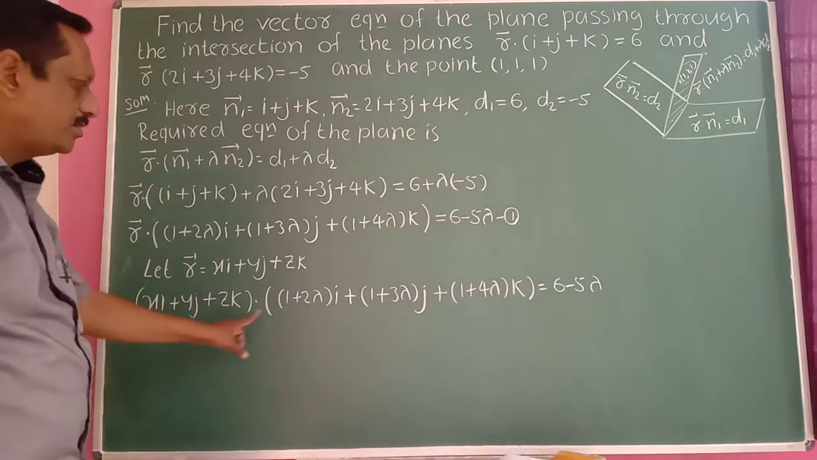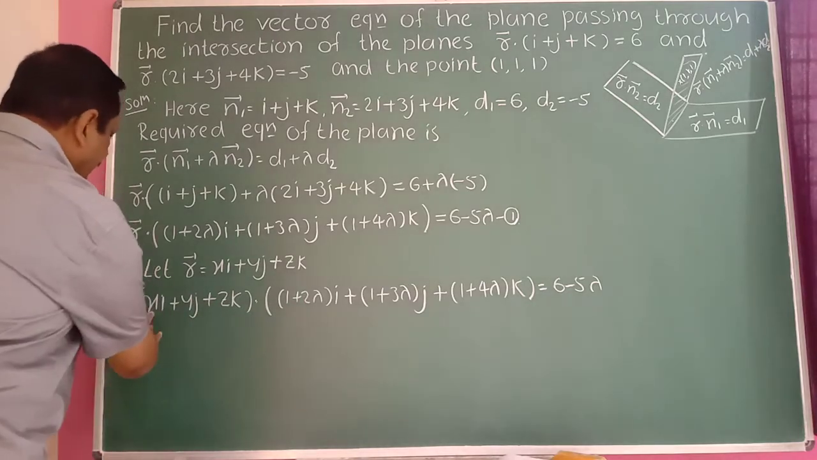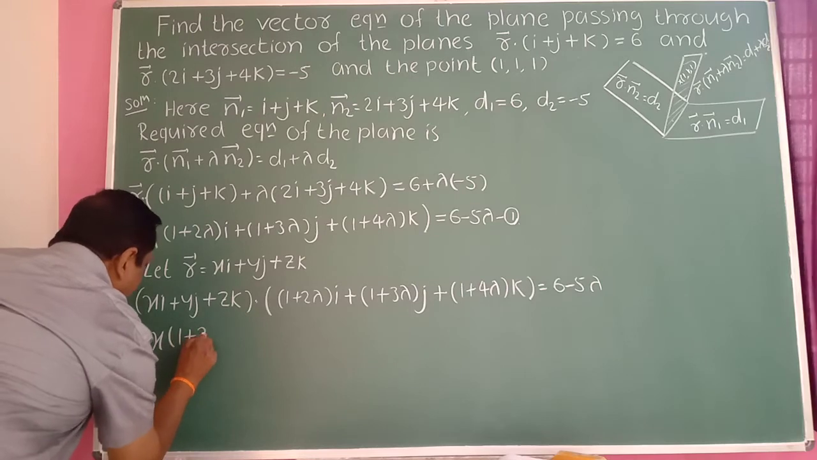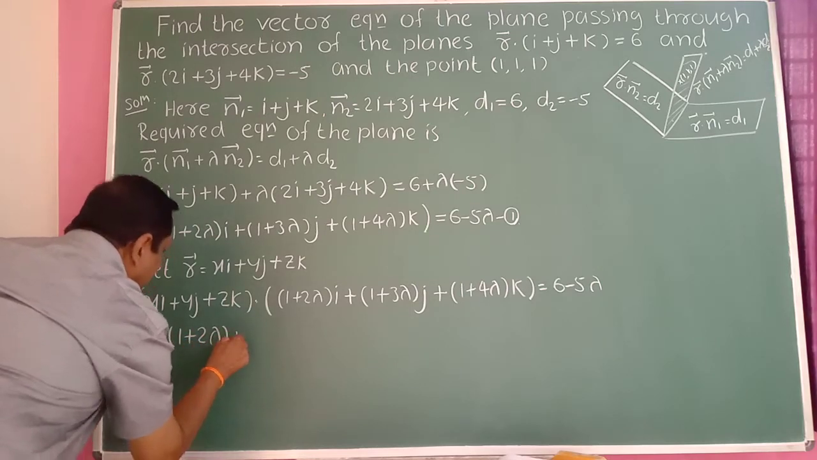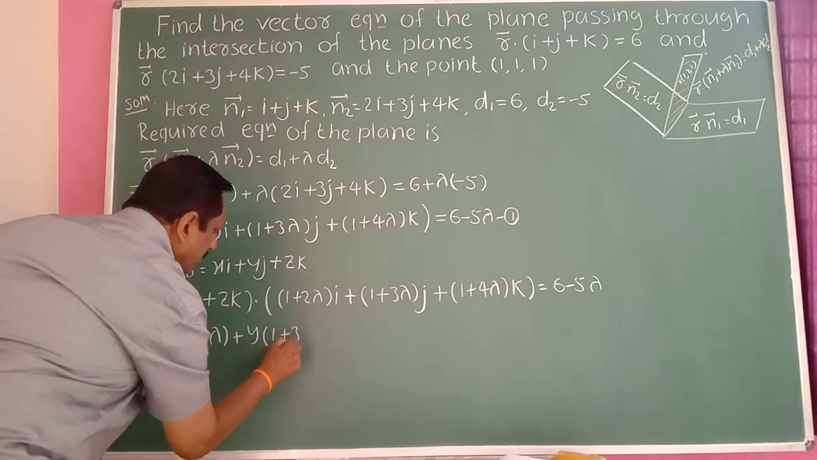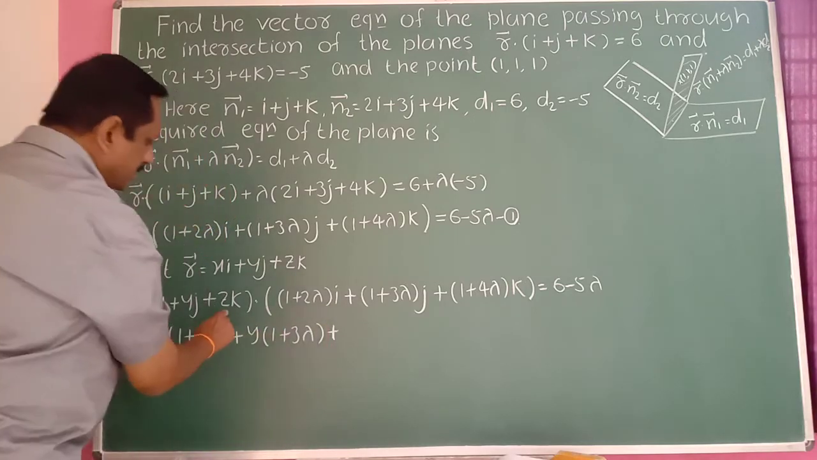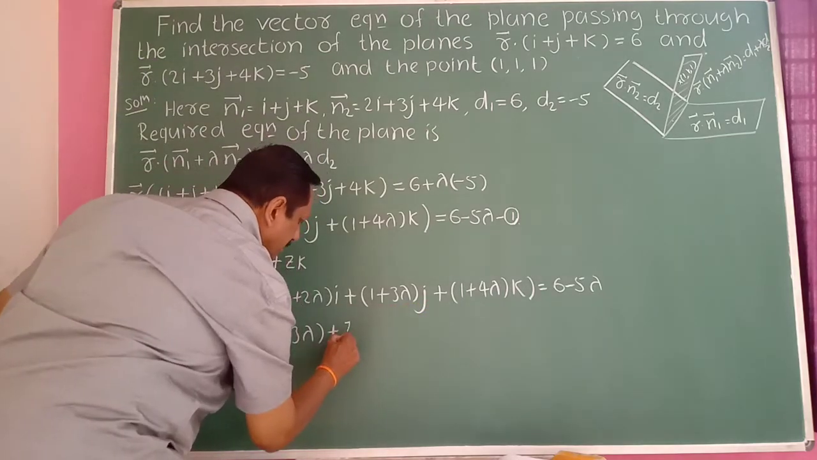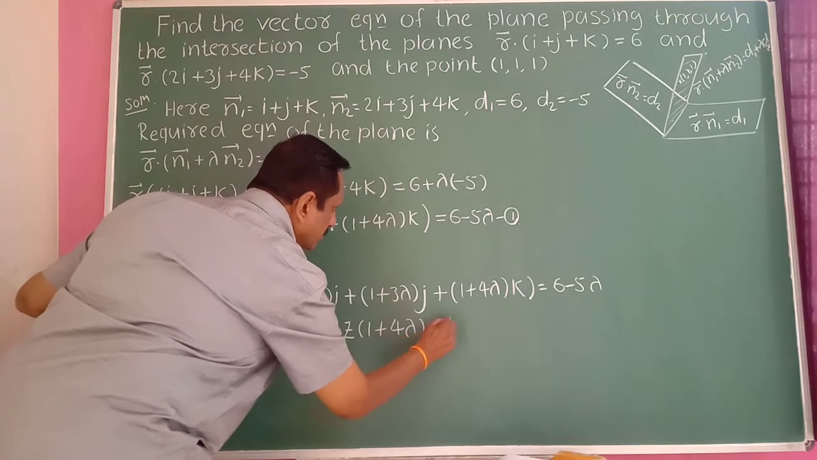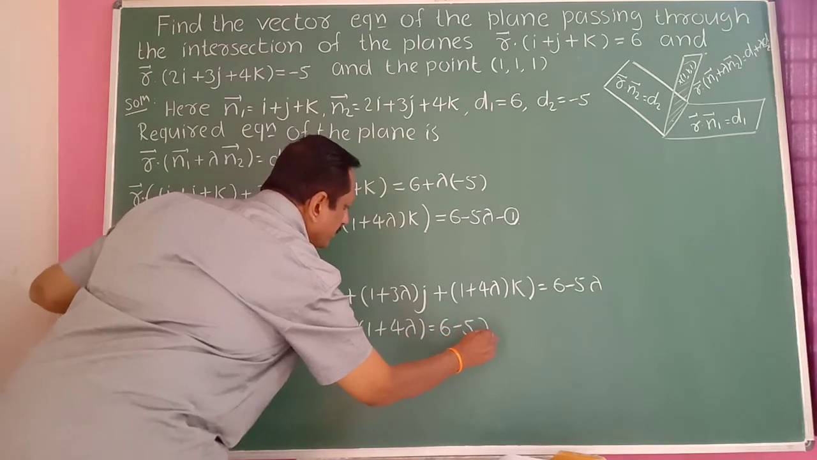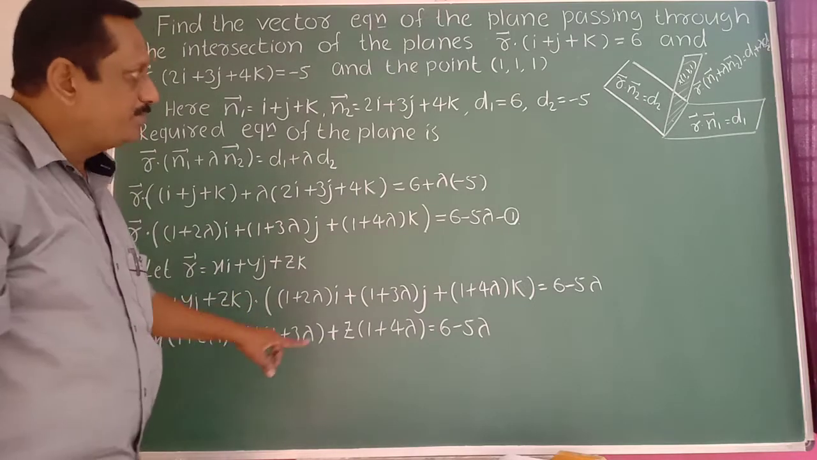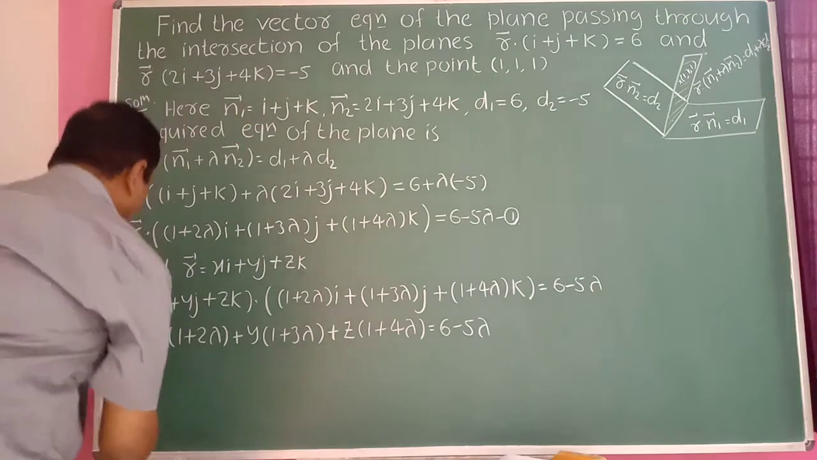Then it's a dot product. The dot product is given by x into 1 plus 2 lambda, plus y into (1 plus 3 lambda), plus z into (1 plus 4 lambda), is equal to 6 minus 5 lambda. This is the equation in terms of x, y, z. So this plane passes through the point 1, 1 and 1.